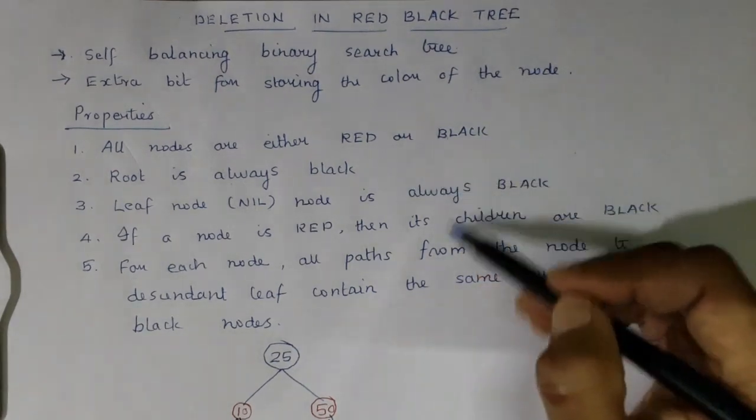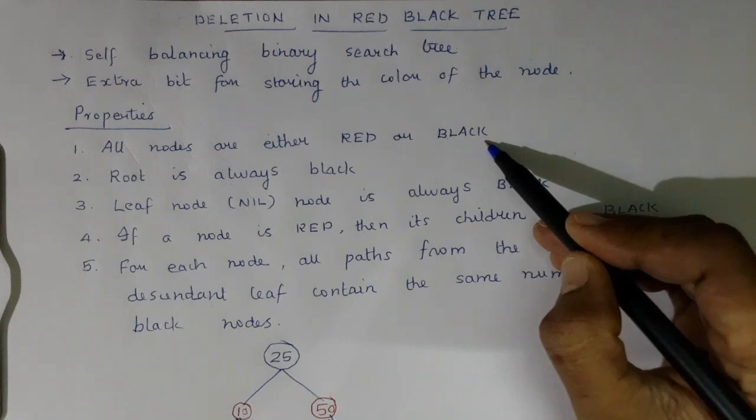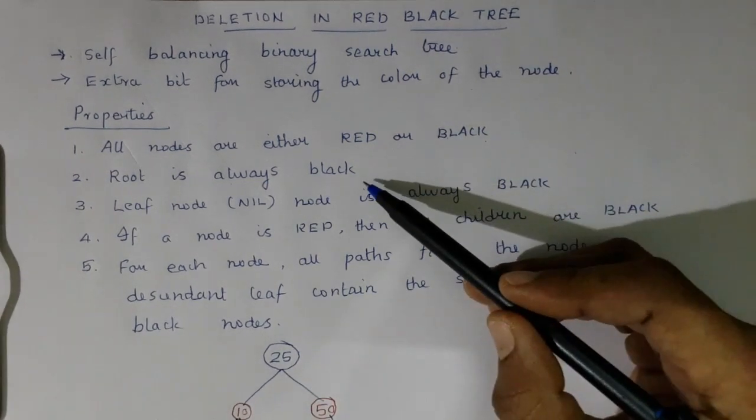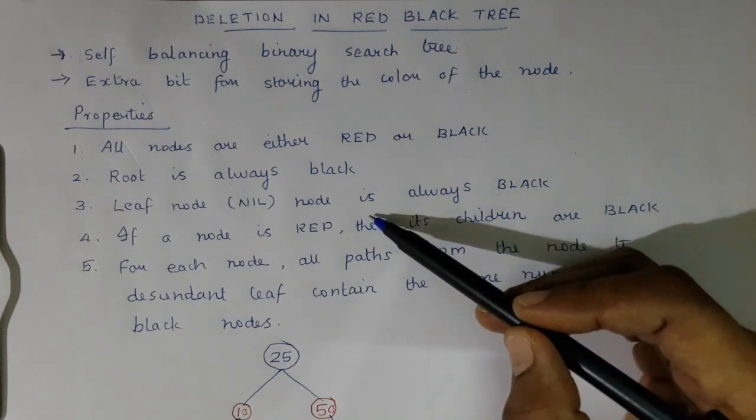So this red-black tree has some properties. The first property is all the nodes are either red or black. That means nodes may be red color or black in color. Then root is always black in color. Then third property is leaf node or nil nodes are always black nodes.